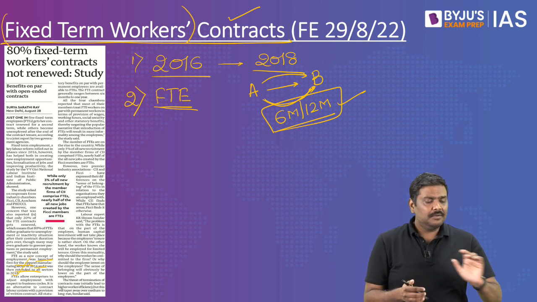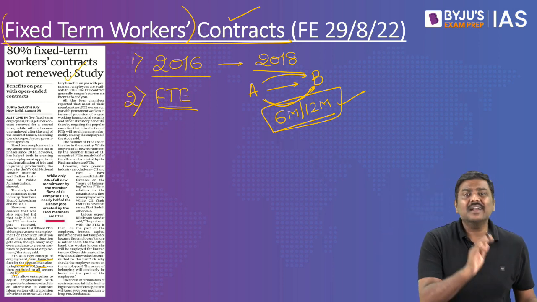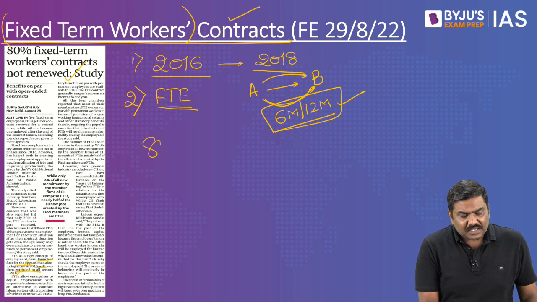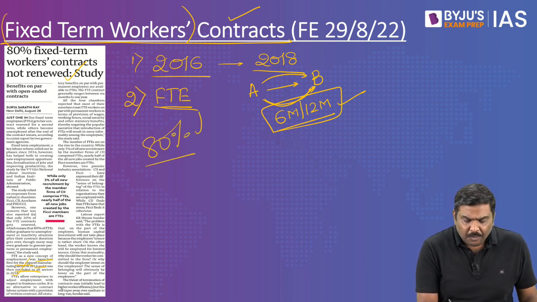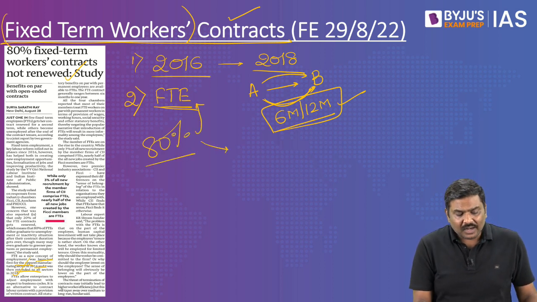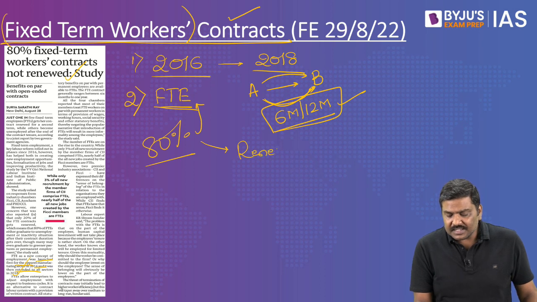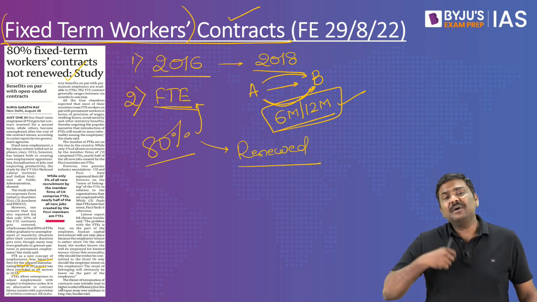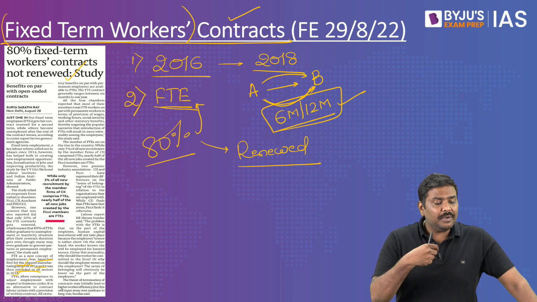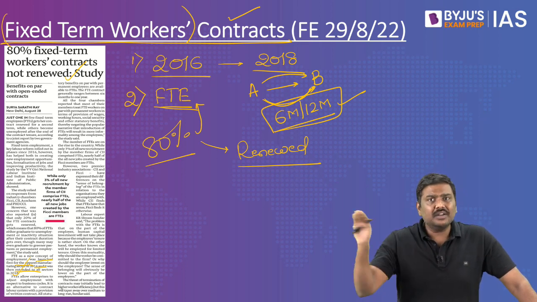But what has happened? As per the latest study which has been conducted, 80% of fixed term employees' contracts are not renewed. Understand the statement here? 80% of the fixed term employees' contracts are not renewed.